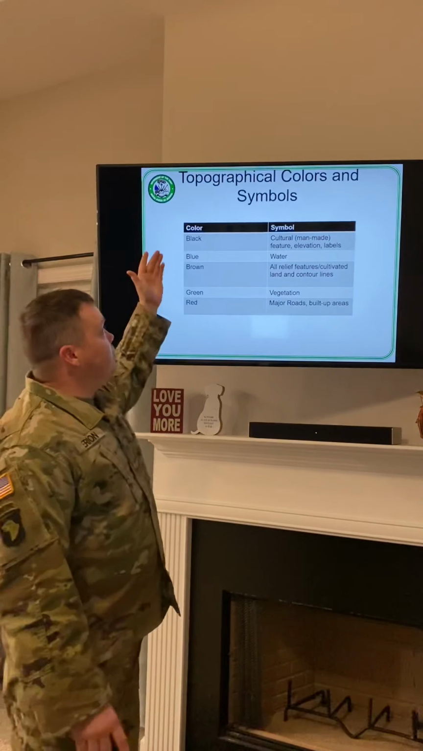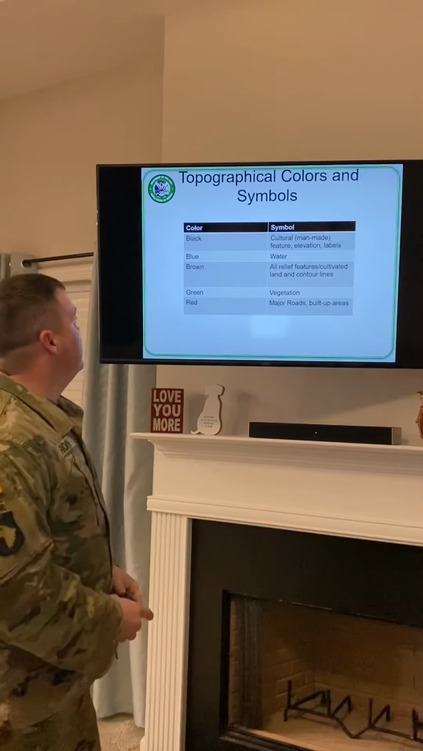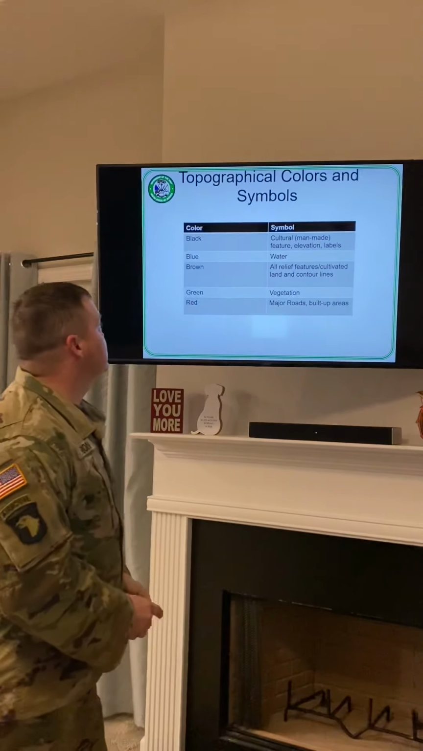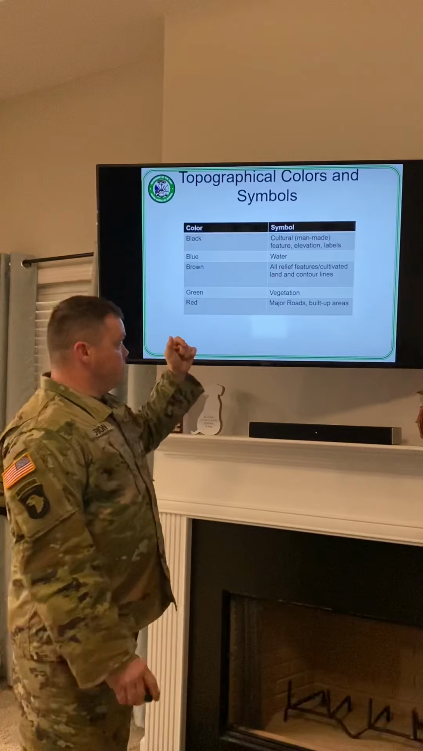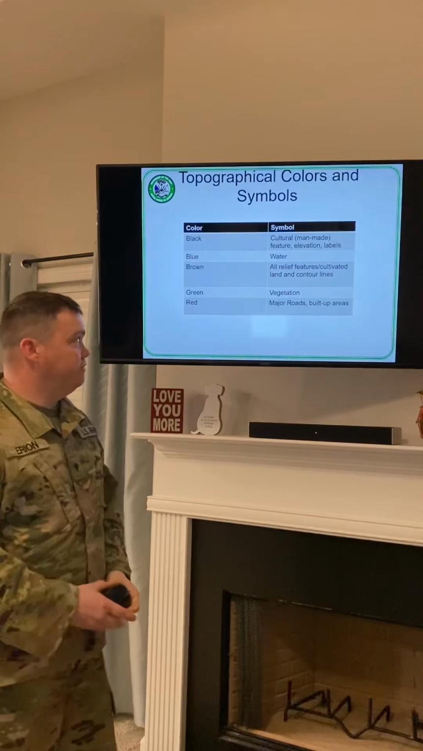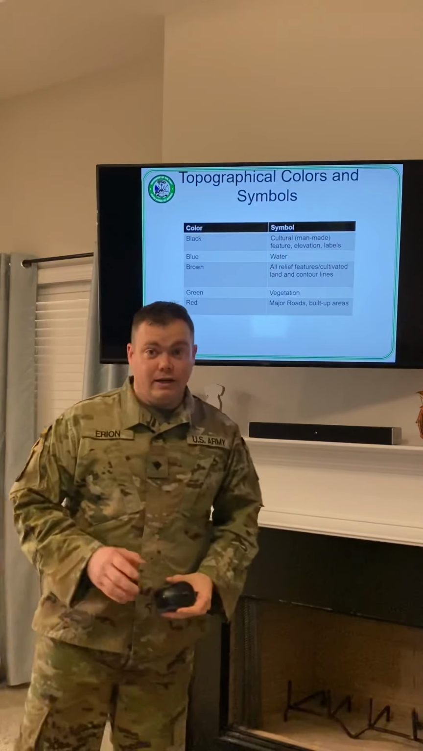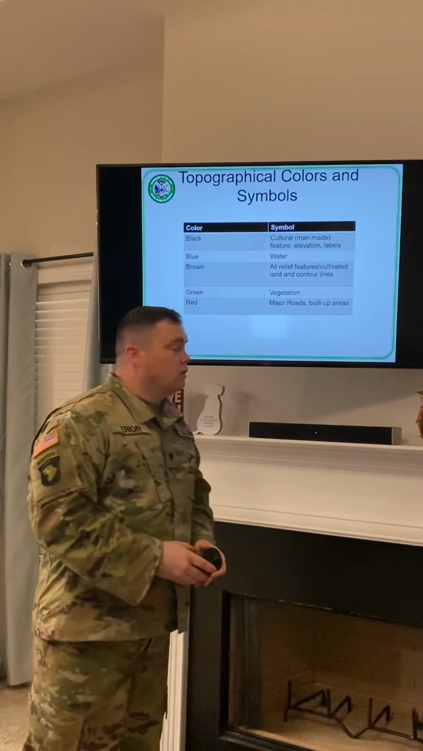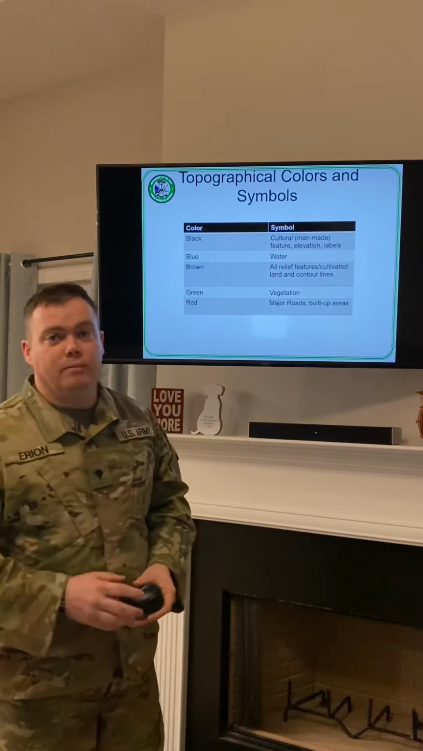All right, topographical colors and symbols. Black is your cultural, man-made features and elevation labels. Blue is for water. Brown is all relief features, cultivated land, and contour lines. Green is for your vegetation. Red is for your major roads and your built-up areas.